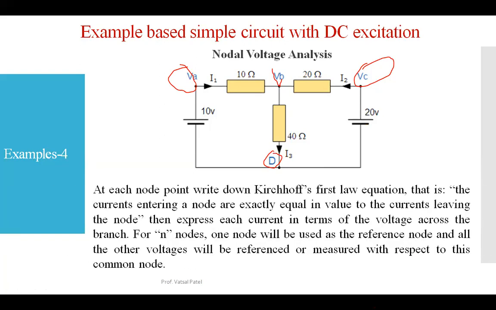So at each node point, write down the KCL. That means the Kirchhoff first law, it is KCL. The statement is that the current entering a node is exactly equal to the current leaving the node. That is the statement of KCL. So each current we are going to express in terms of the voltage across the branch.